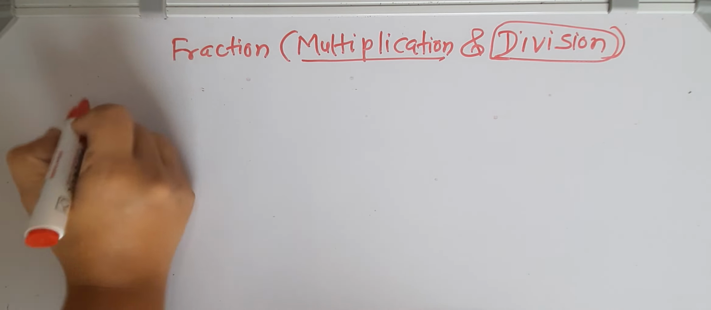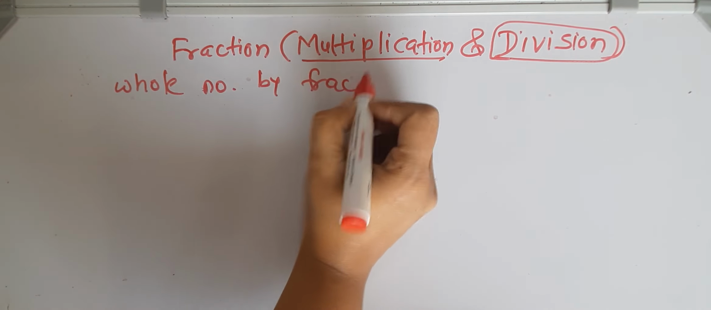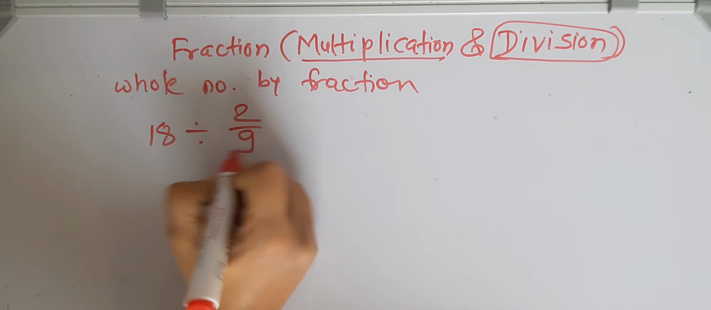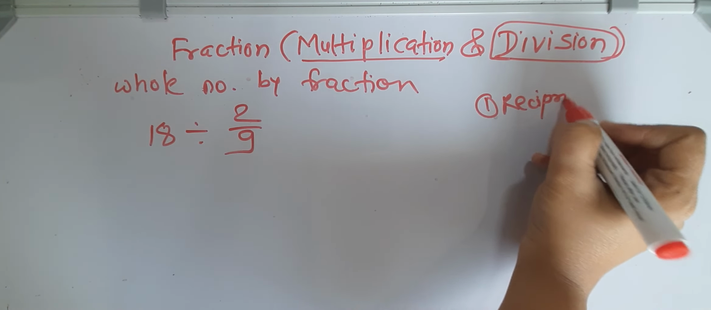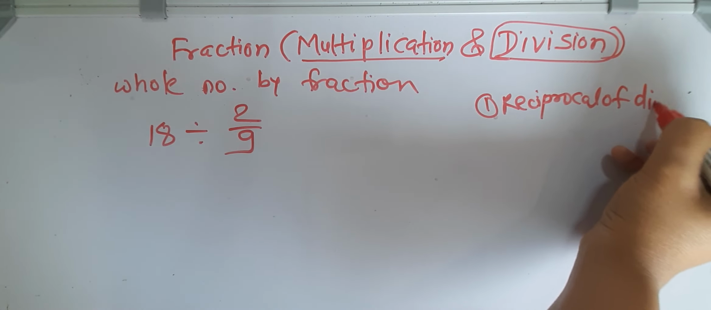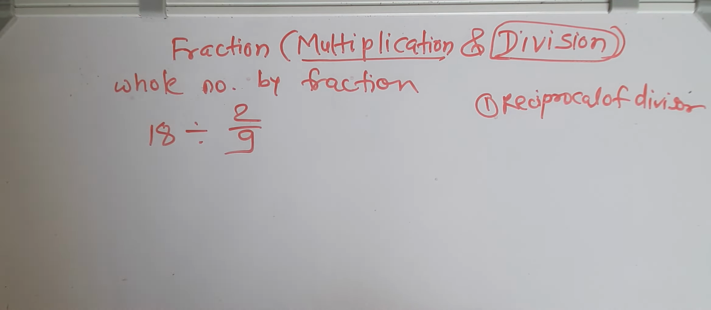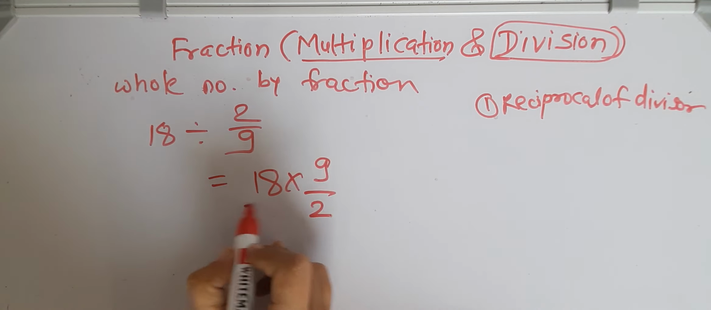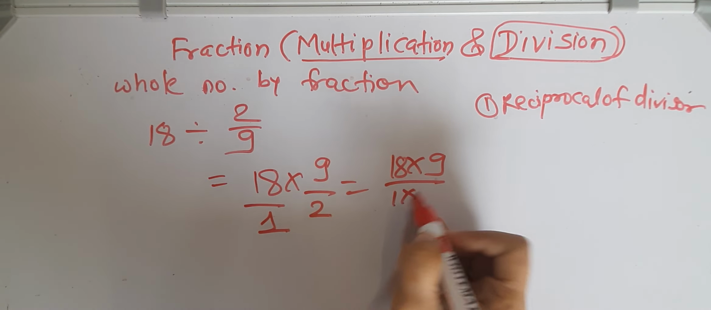Okay, let's now see one more example. Let's check for whole number by fraction only. We'll take one more example. Whole number we are dividing by a fraction. If we have to divide 18 divided by 2 by 9, what do we have to do? Our first step is the reciprocal of the divisor. What is the divisor here? 2 by 9 is the divisor. What is the reciprocal of 2 by 9? 9 by 2. So what we'll do is 18 into 9 by 2. Here there is nothing, that means here it is 1. So that will be 18 into 9 divided by 1 into 2.